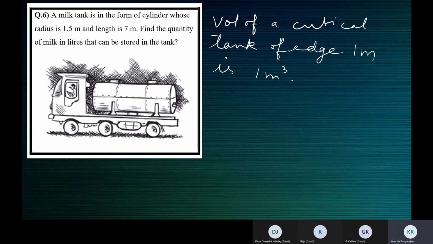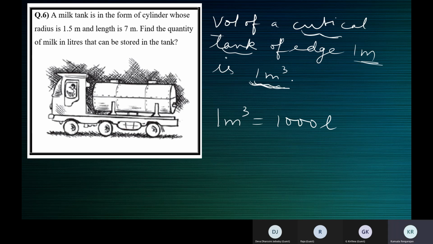This is the meaning of this relationship: 1 meter cubed is equal to 1,000 liters. Now the vessel need not be cubical always. To get the volume equal to 1 meter cube is easy with a cubical tank, because if you assume the edge of the cubical tank to be 1 meter, then the volume is 1 meter cube. Now it need not be a cubical vessel or a cubical tank. It can be any vessel whose volume is 1 meter cubed.